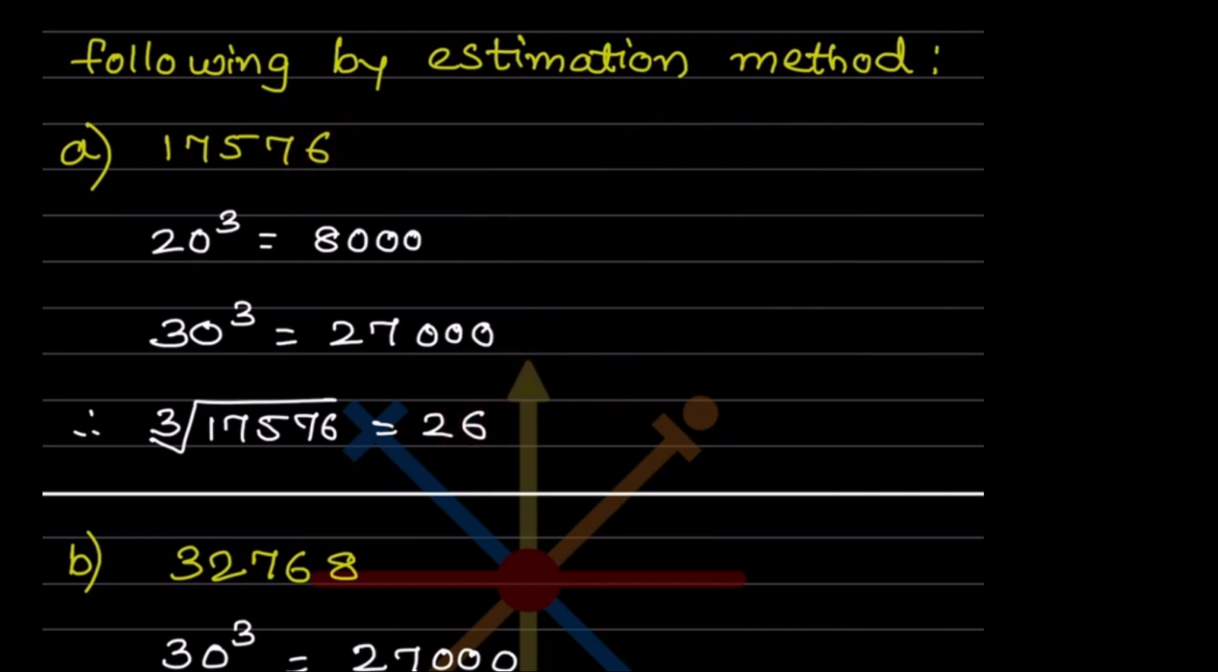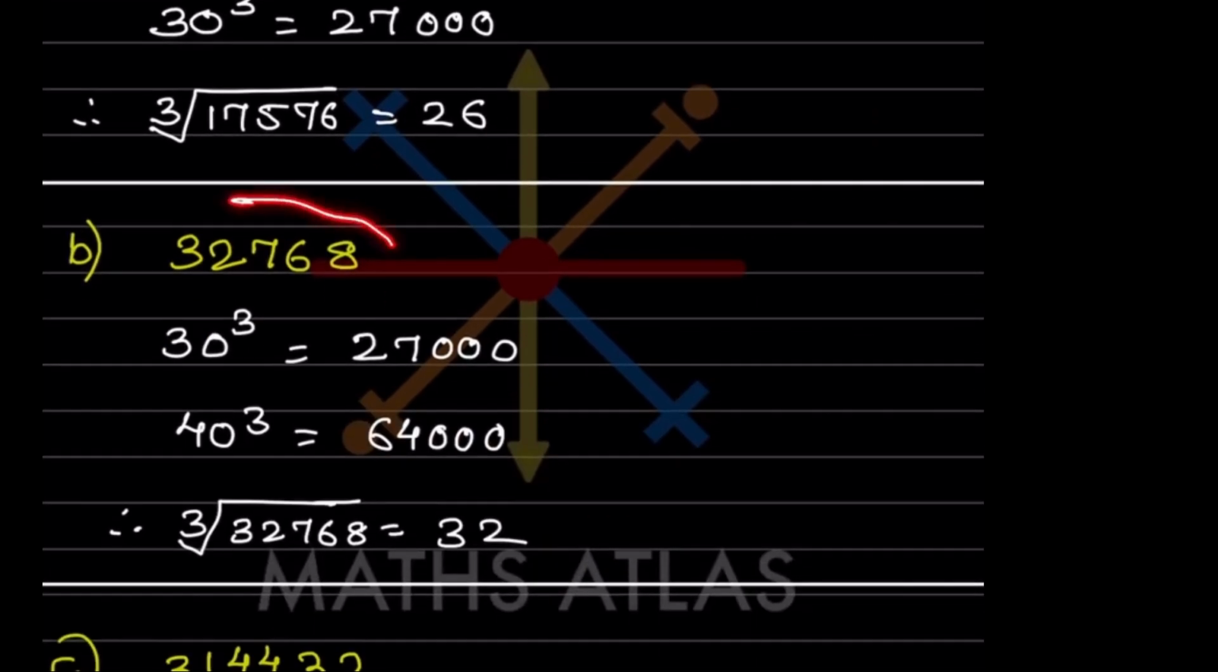So now here, 26 is the answer. So we write here cube root of 175, this is 26. And later on you can also check whether whatever you have done is right or not. 26 into 26 into 26, if you multiply 3 times, you get this one.